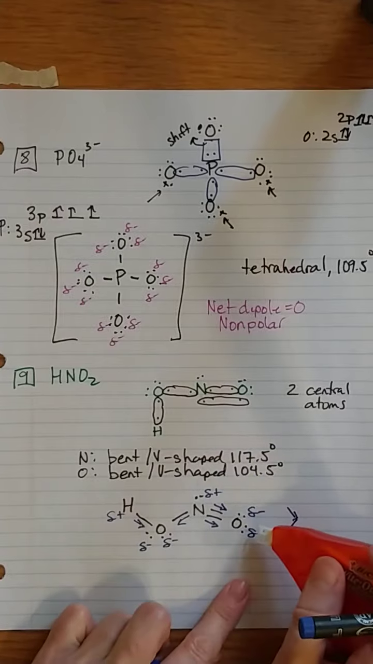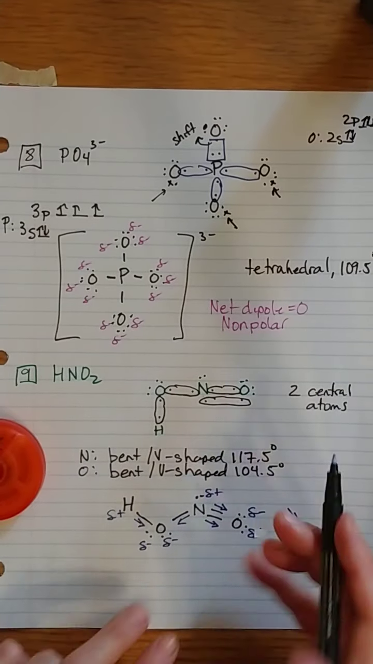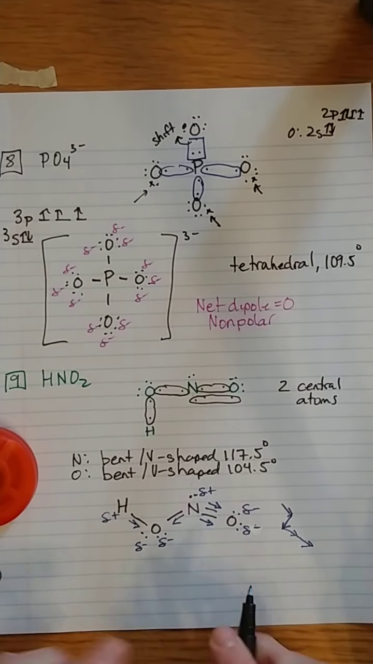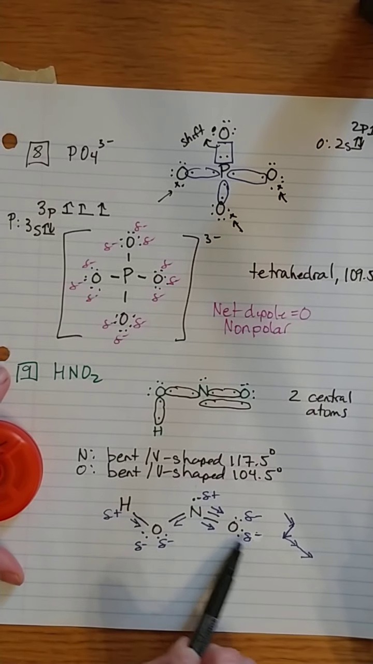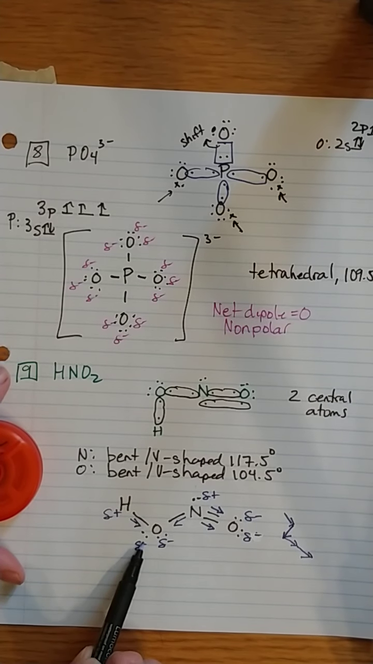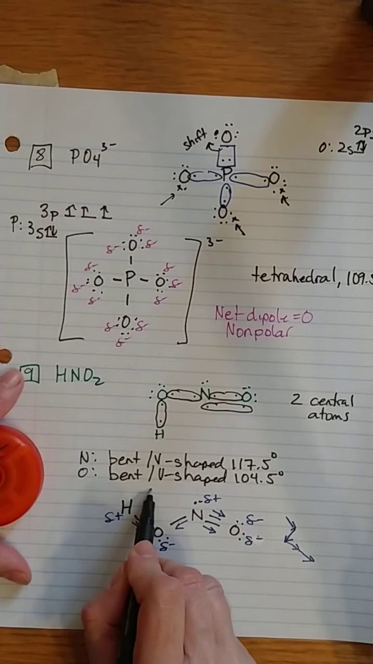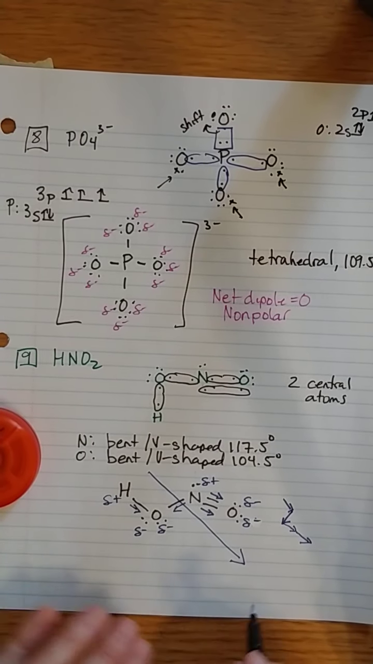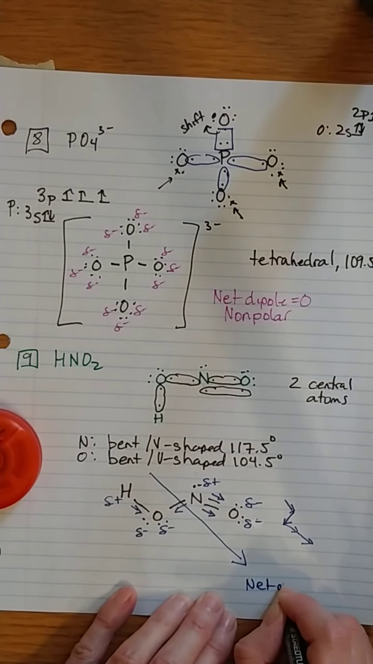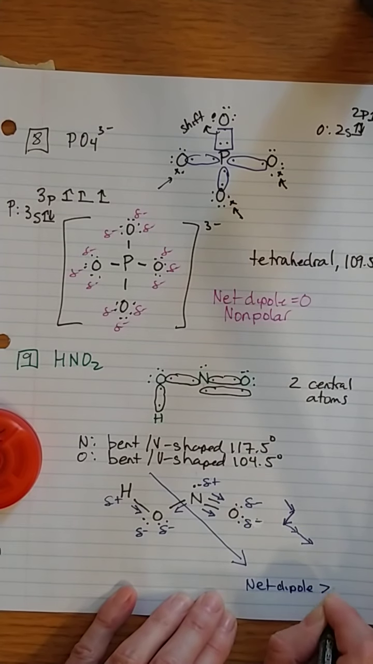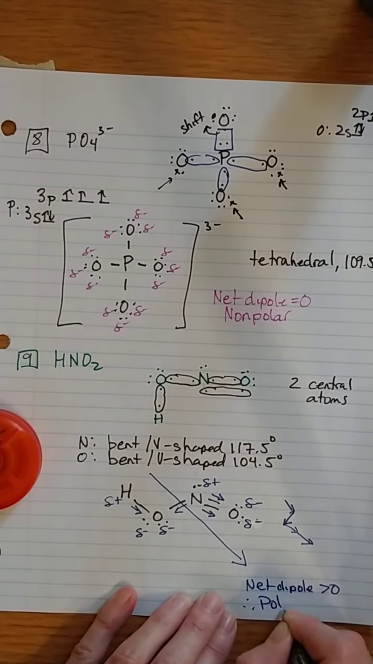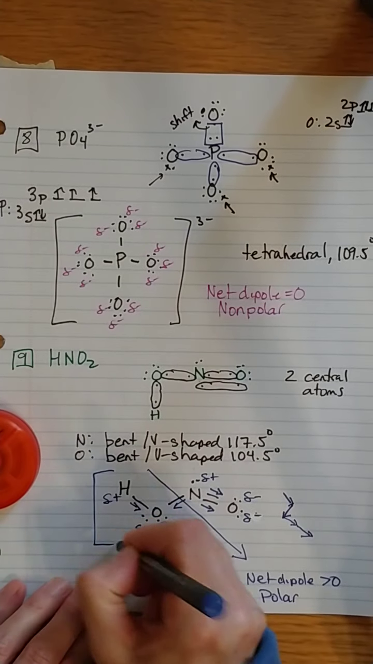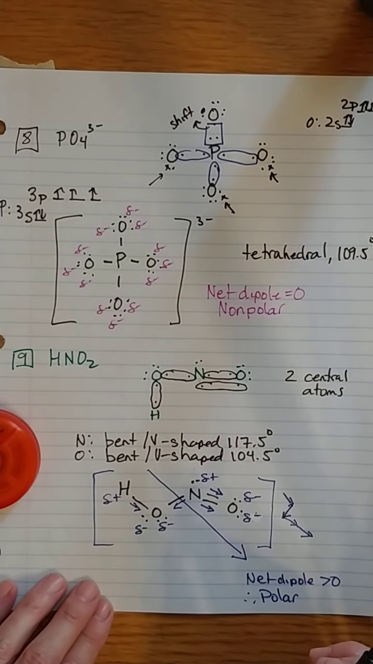Hold on, I just realized I put a plus here. This is a negative. You have two pulling towards the negative this way, but only one on this way. So that's going to take your molecular polarity and set it off somewhere in that direction. So your net dipole is greater than 0. This is polar. Throw the whole mess in square brackets.